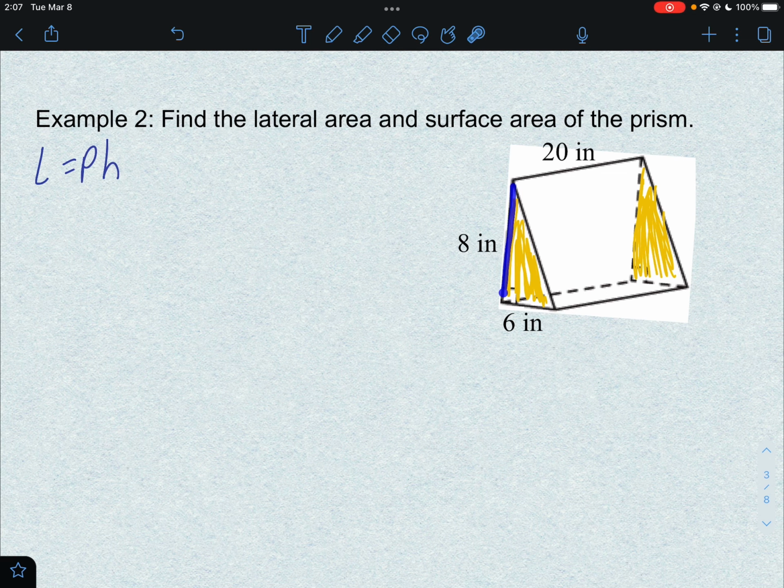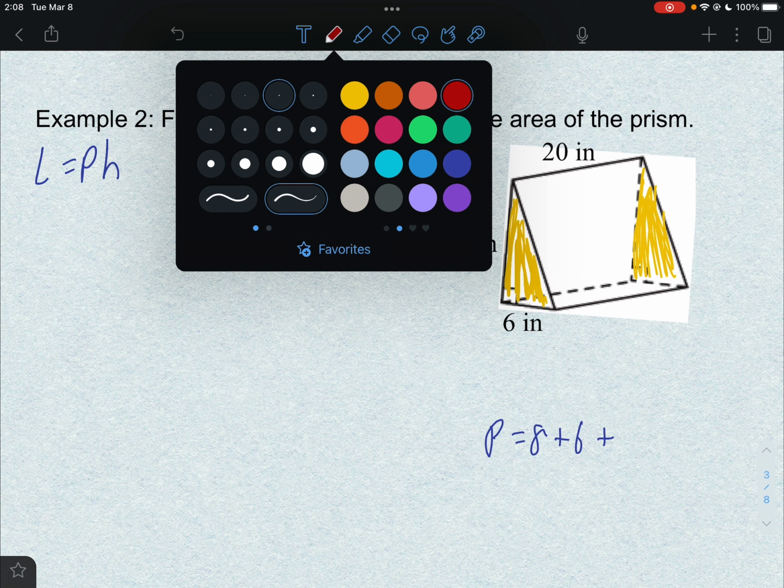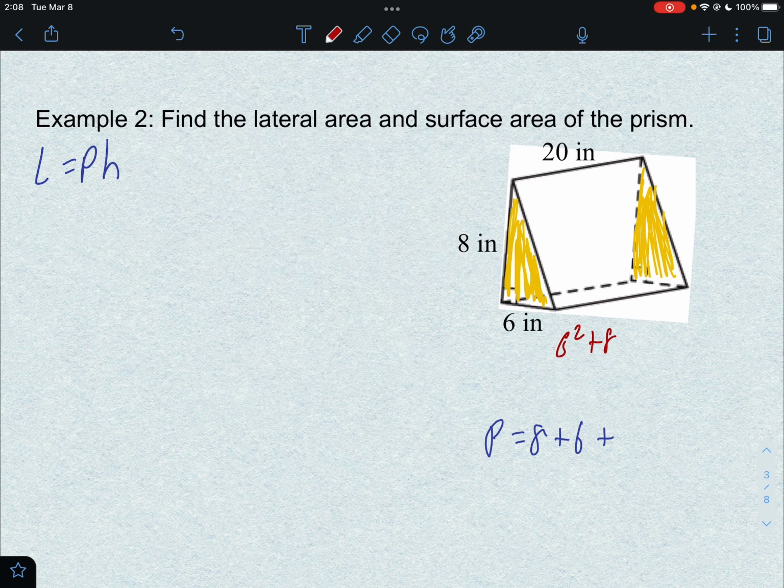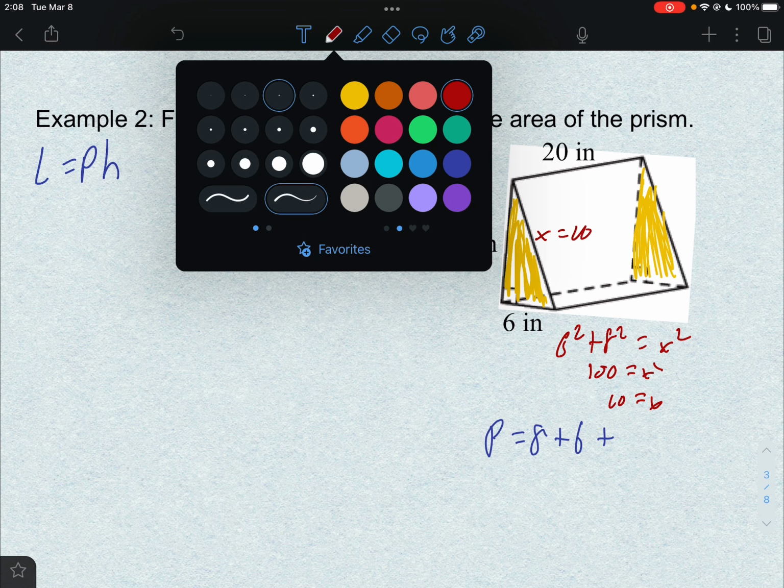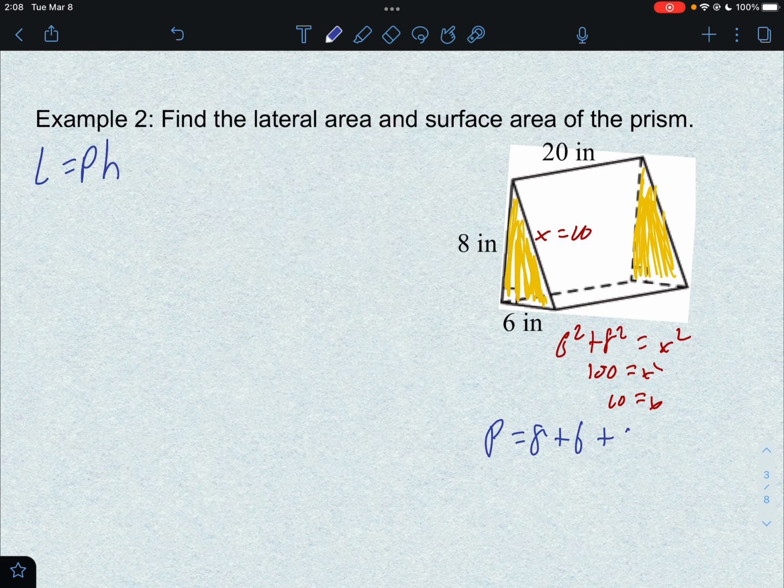Perimeter of the base would be 8 plus 6 plus something. We don't know what this something is. I'll bet we can find it, though. Since that is a right triangle after all, we can do the Pythagorean Theorem. 6 squared plus 8 squared equals, we'll just call it x squared. That would be 100 equals x squared, or 10 equals x. So back to our perimeter, plus 10. 8 plus 6 plus 10 is 24.